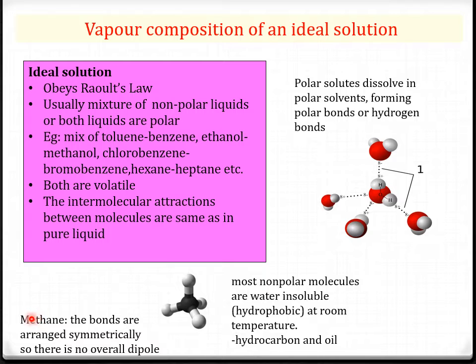Let's see the structure of methane. Methane is CH4. The bonds in methane are arranged symmetrically, so there is no overall dipole. Furthermore, there is no significant difference in electronegativity between carbon and hydrogen, so they will not have a dipole.